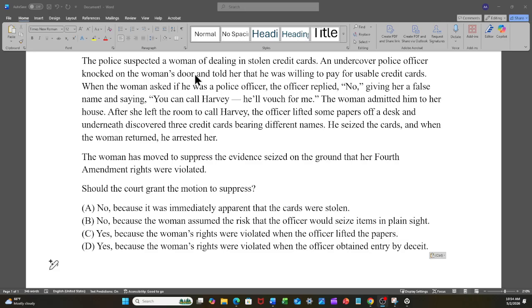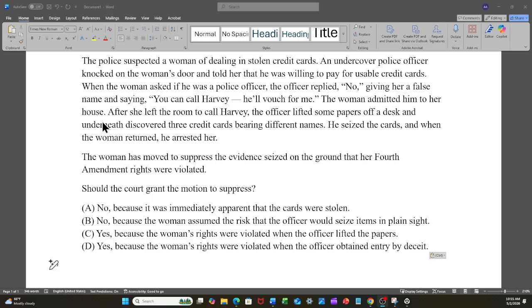The police suspected a woman of dealing in stolen credit cards. Okay, so she's got these stolen credit cards. An undercover police officer knocks on the woman's door and told her that he was willing to pay for usable credit cards. When the woman asked if he was a police officer, the officer replied no, giving her a false name and saying, "You can call Harvey. He'll vouch for me." The woman admitted him into her house.